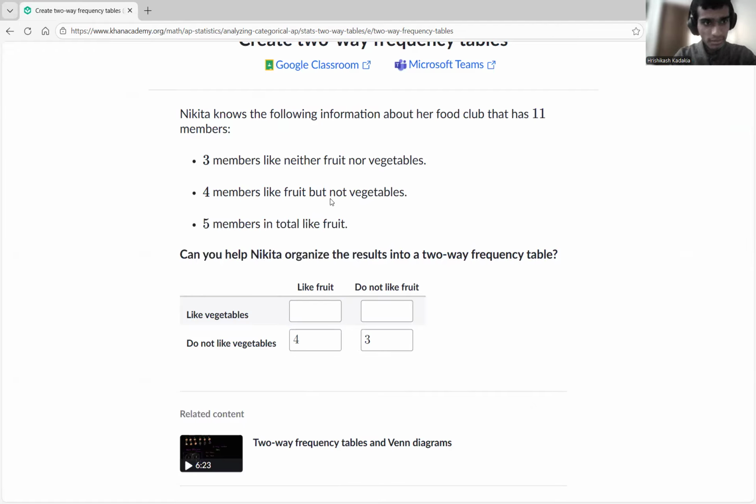So in total, how many like fruit? Five. Okay. So that means if this is four and the total is five, this means it is one. Now 11 is the total. Now we want to figure out who likes vegetables but does not like fruit. So now we have 3, 4, 1.